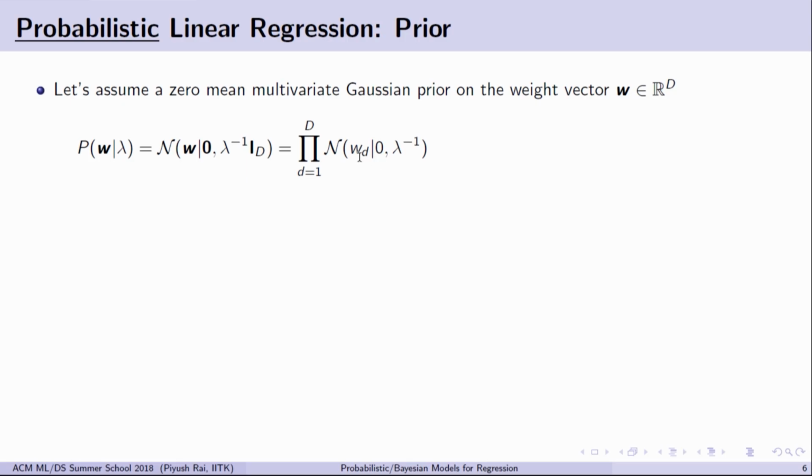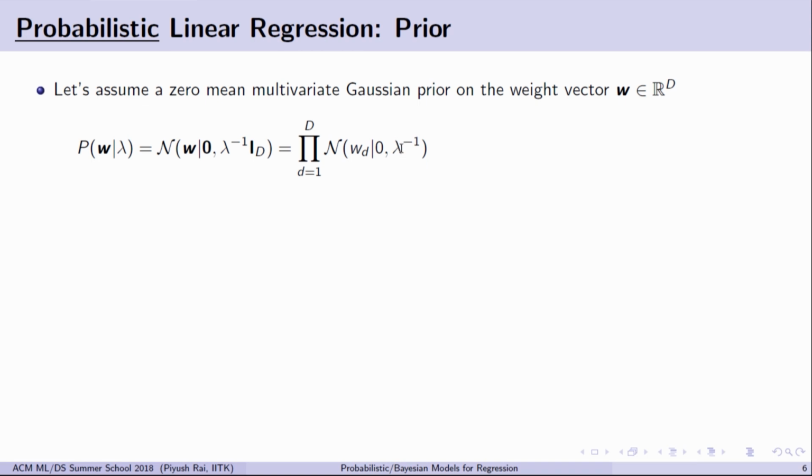So this WD denotes the dth component of the weight vector. This distribution can be written in a simpler way as a product of these one-dimensional distributions. So this should now make more sense. It's saying that each component of W has a Gaussian prior with zero mean and a precision lambda, or a variance lambda inverse. Again, we are encouraging each WD to be close to zero, and how much we are encouraging it is dictated by lambda.